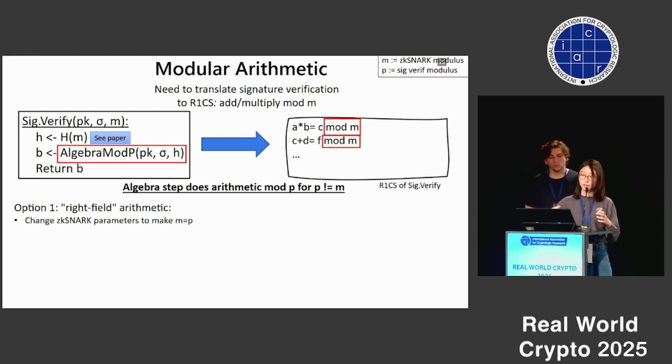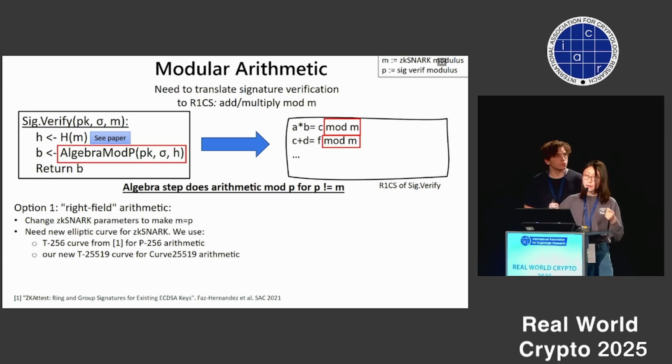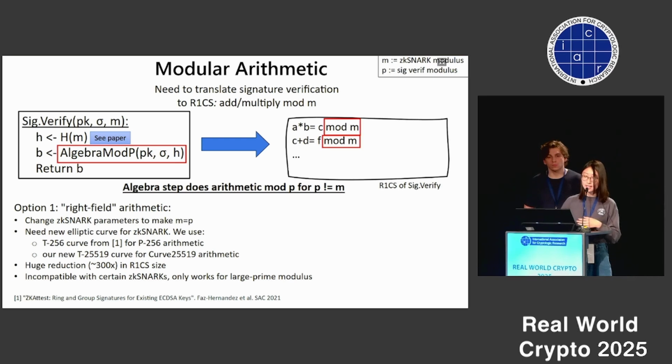And we'll do both. For the first approach, we use an existing T256 curve to create a zk-SNARK with its native field the same as the base field of the P256 arithmetic. We also create a new T25519 curve for the Curve25519 base field arithmetic. And this leads to around 300 times reduction in the R1CS constraint cost. But it is incompatible with some zk-SNARKs, and this only works for a large prime modulus. So we need some progress on the one-field modular arithmetic.